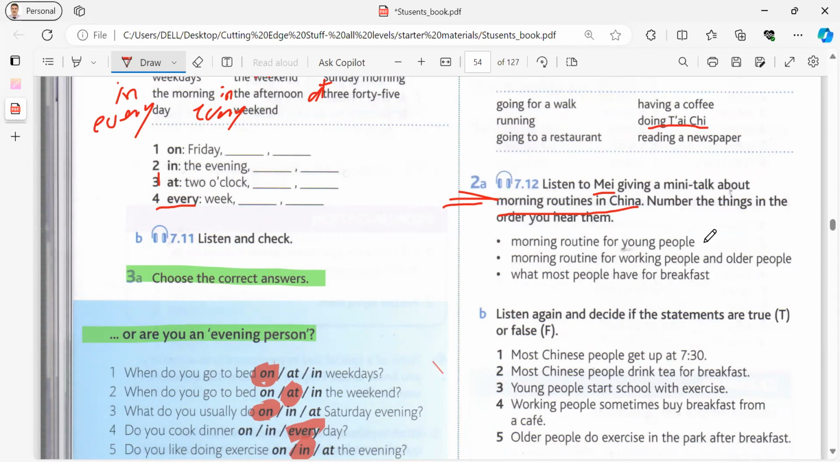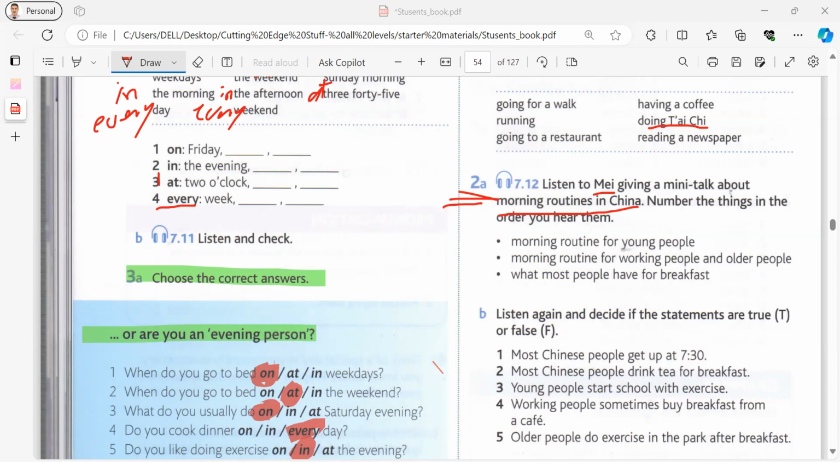Morning routine for young people, morning routine for working people and older people, what most people have for breakfast. Let's listen. Ready? Ready. Okay, ready. Fahad. Yes.